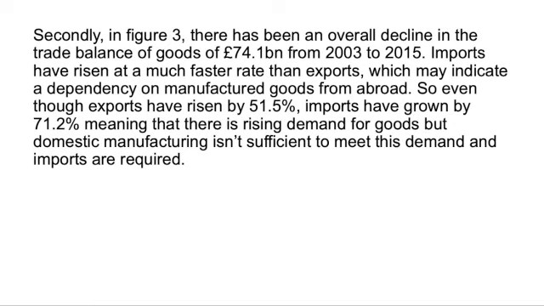So this is secondly. Secondly, in figure 3, there's been an overall decline in the trade balance of goods of £74.1 billion. Making sure I've got the pound sign, making sure I've got it in billions, and that's from 2003 to 2015. So imports have risen at a much faster rate than exports, which may indicate a dependency on manufactured goods from abroad. So even though exports have risen by 51.5%, imports have grown by 71.2%, meaning that there is a rise in demand for goods, but domestic manufacturing isn't sufficient to meet this demand and imports are required. So that's my second paragraph.